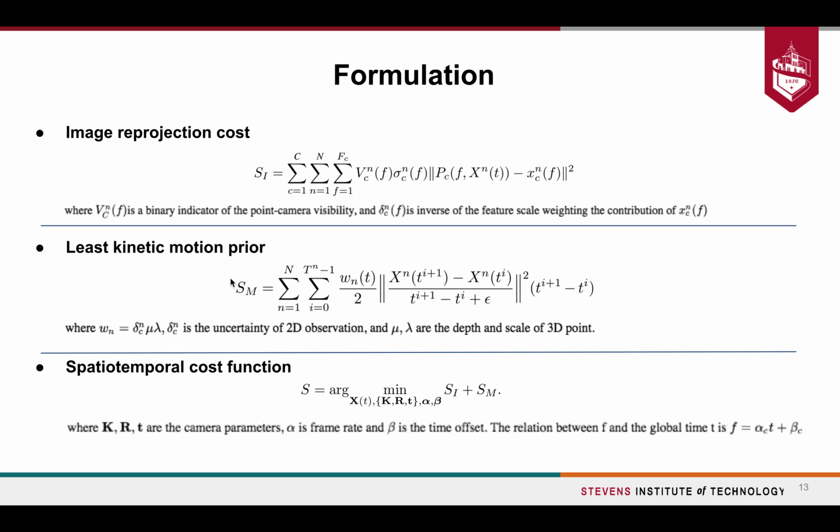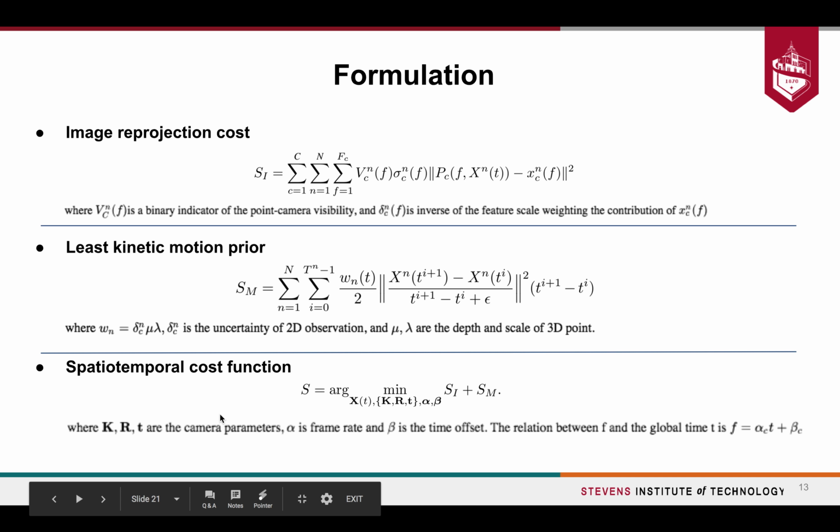And here is the motion prior, the least kinetic energy prior. You suppose the mass of each point is the same, so you can drop that part. And he used the distance between neighboring frames divided by the time difference to approximate velocity, and this weight depends on the uncertainty introduced below, and also the depth of the 3D points.